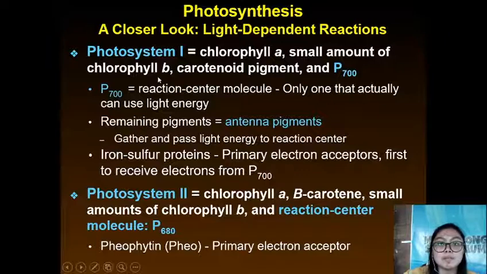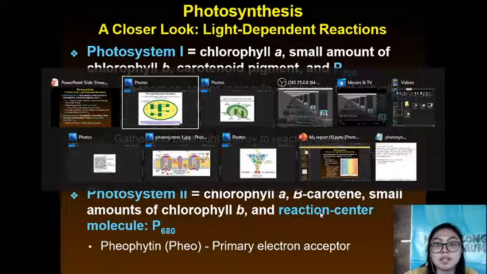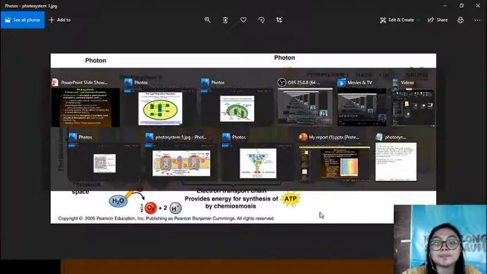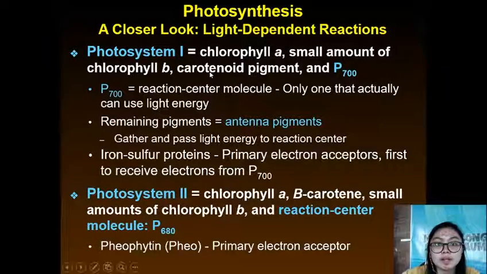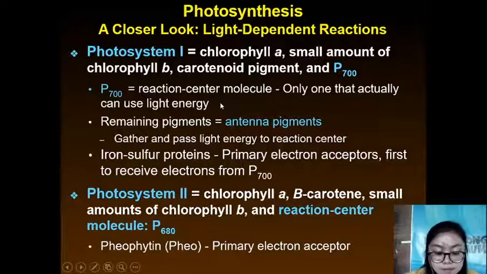So photosystem 1 has chlorophyll A, a small amount of chlorophyll B, carotenoid pigment, and P700. As you can see here, I have an example, this one. So photosystem 2 to photosystem 1. It has chlorophyll A, a small amount of chlorophyll B, carotenoid pigment, and P700.